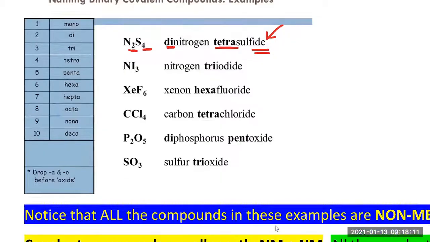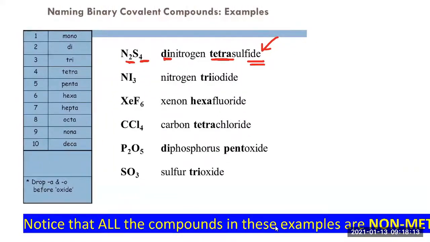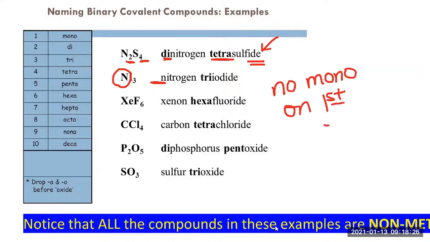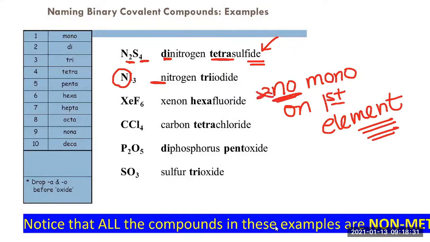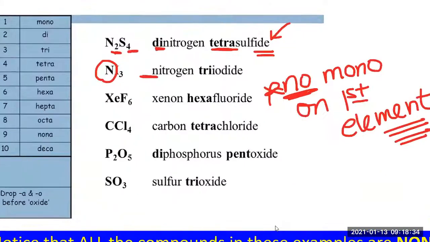The other rule is if there's only one of the first thing, we don't put mono in front. So notice this doesn't say mononitrogen. So you don't ever use mono on the first element. Notice this one was xenon. It's not monoxenon hexafluoride. This is not monocarbon tetrachloride. So you do use every other prefix, and you do put mono if it's on the second thing.